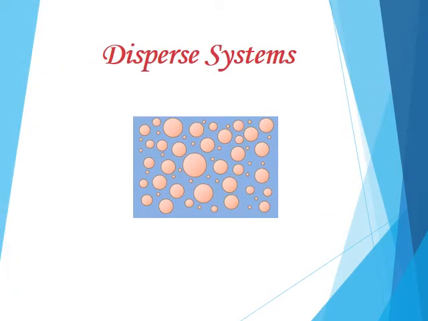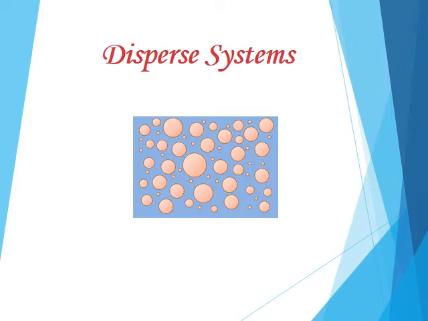Just to remind you that pharmaceutical emulsions are a type of disperse systems. And if I ask you this question, what are disperse systems? Disperse systems, generally speaking, are systems essentially composed of two components. The first component is the disperse phase, and the second one is the dispersion medium. So we have the disperse phase and the dispersion medium to form the disperse systems.